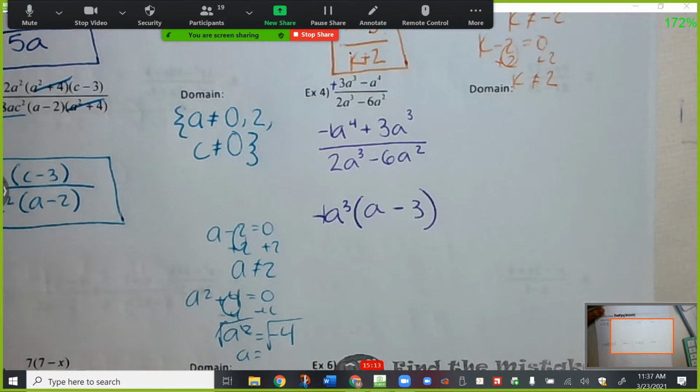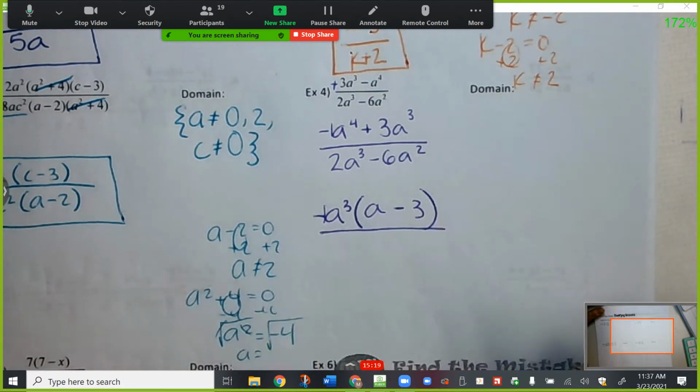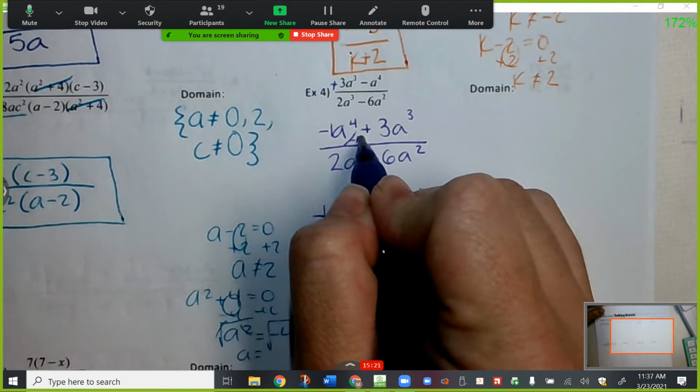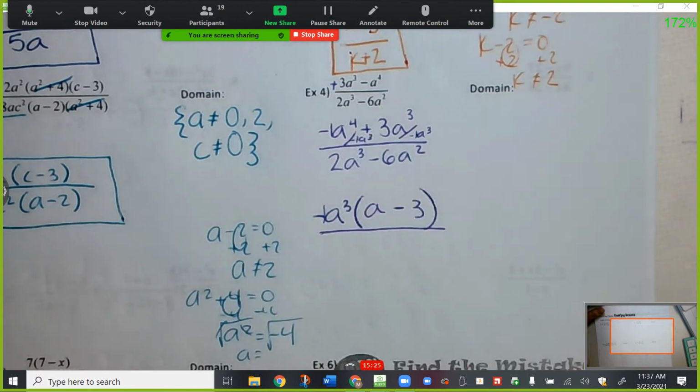Remember, it's the same thing as dividing. So if you need to, think of it as negative 1a cubed, and think about it that way, you can.